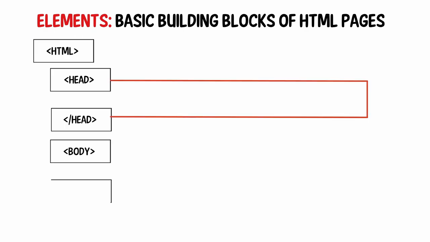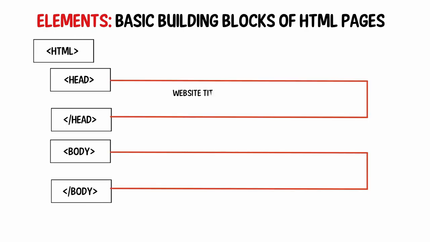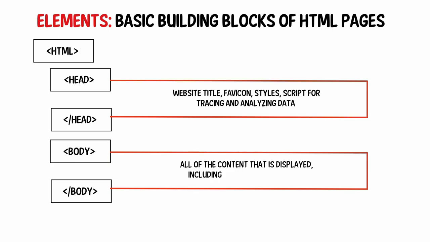The main parts of the website are the head and body sections. A little icon that represents the website in the browser tab. Styles. Script for tracing and analyzing data. In the body section, we have all of the content that is displayed, including each text and position.